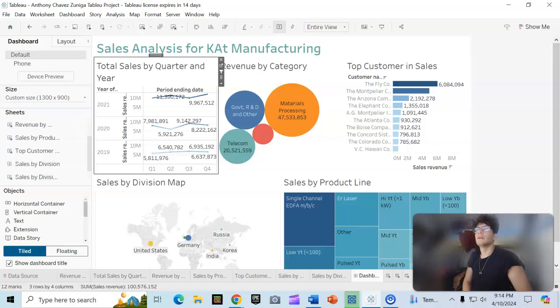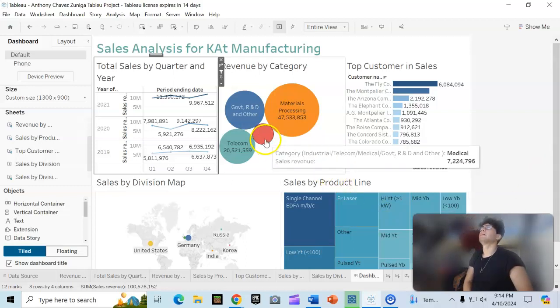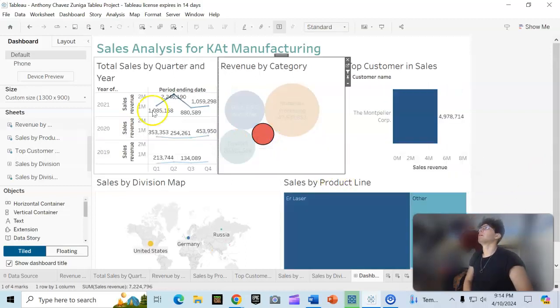Then the next question is, what was the total sales revenue for the medical category in the third quarter of 2021? So for that, we click here on the medical filter, and then we follow 2021. And we can see that in the third quarter, the total sales revenue was $880,589.